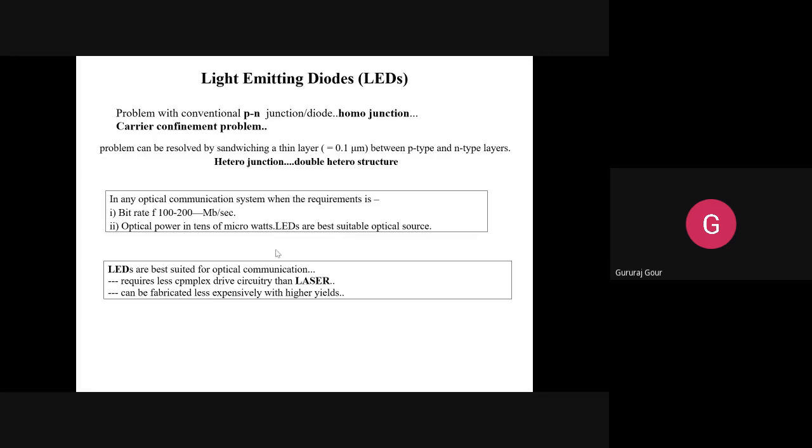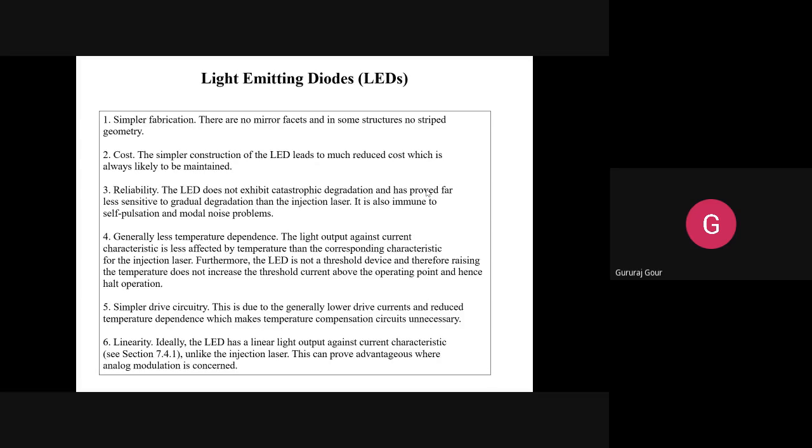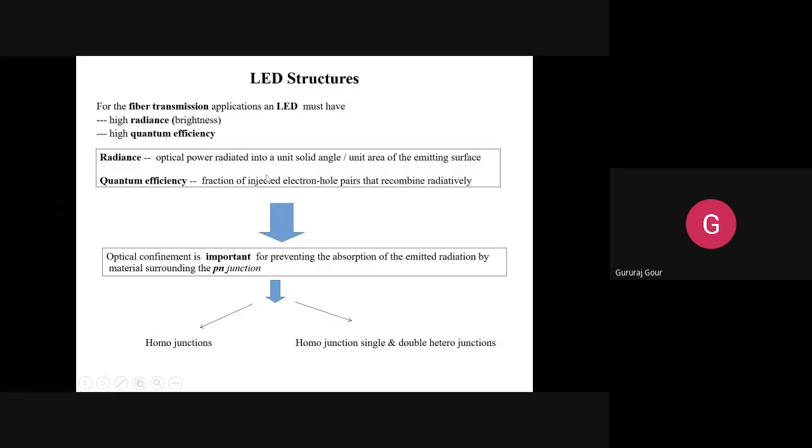So this is the main concept I just wanted to reveal here, a recap. Two aspects you should always keep in mind whenever we're discussing this particular section of module 2: carrier confinement and optical confinement. That is one. Second aspect, homo and hetero related things. These are advantages we have seen in LEDs. Because of these two aspects, we want more radiance and quantum efficiency, which we have seen is less in the case of LED.